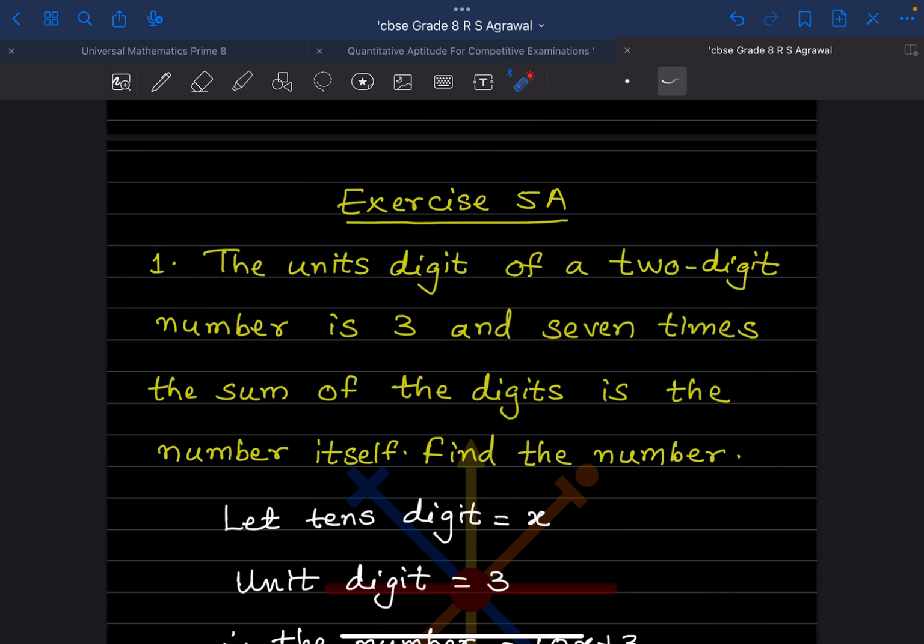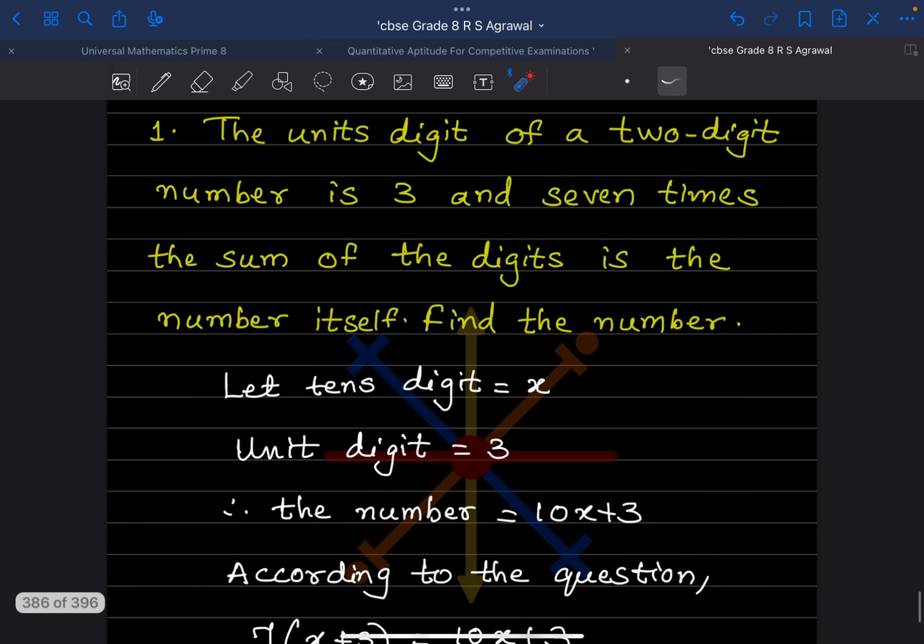So what we will do here, we'll consider we have the units and the tens digits. We'll consider the tens digit as x, and the unit digit is given as 3. So what will be the number? Whenever you write any number, this is the unit place, this is the tens place and this is the hundreds place. The units digit you multiply by 1, the tens by 10, and the hundreds by 100.